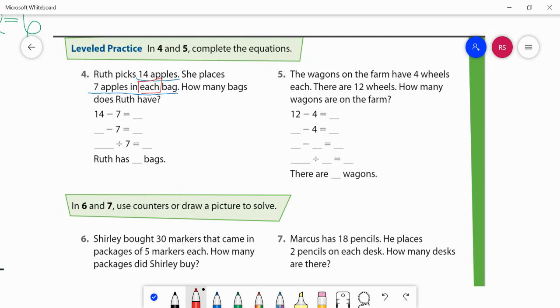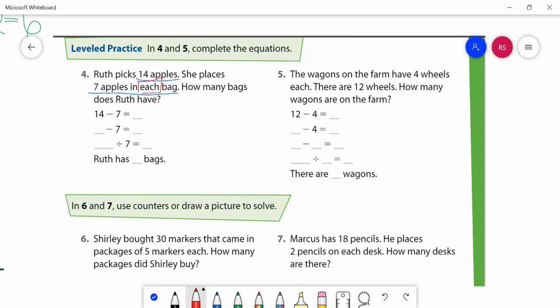I teach this to my 4th graders all the time, and I want you guys to be let in on this trick as well. So when you see the word each in a word problem, your mind should automatically go to multiplication or division, okay? Because when you see that word each, it means that we're going to be either creating equal groups or we're going to be trying to figure out our total with equal groups.